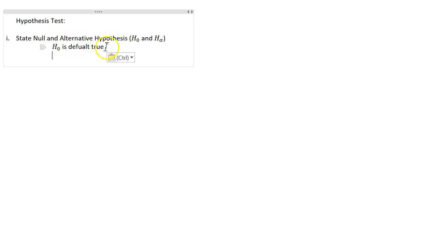It's what we already assume to be true. And then from our data, we're trying to show whether or not the alternative hypothesis is true. So the null hypothesis, H naught, is our default true statement. H sub A, our alternative hypothesis, is what we are testing is true or not true. H naught, the null, is our default. H sub A is when we think something weird is happening.